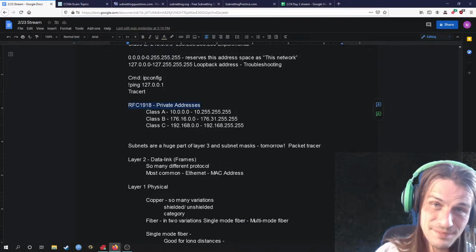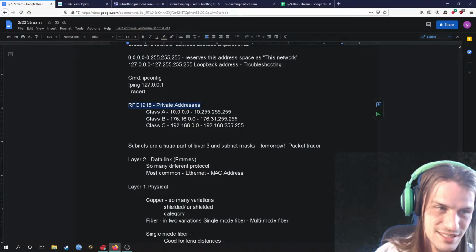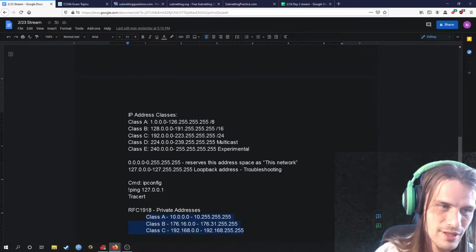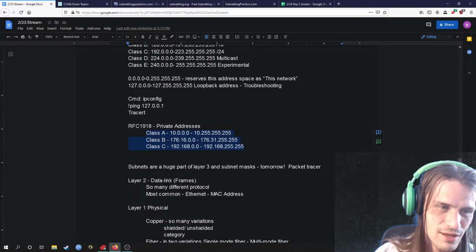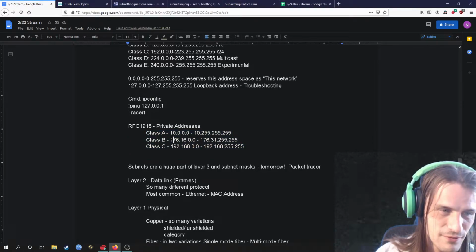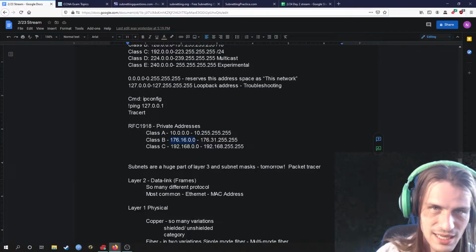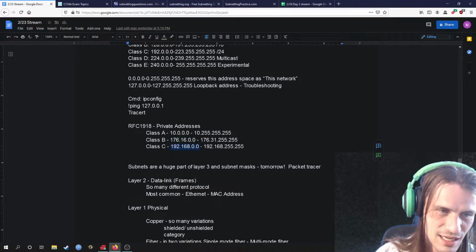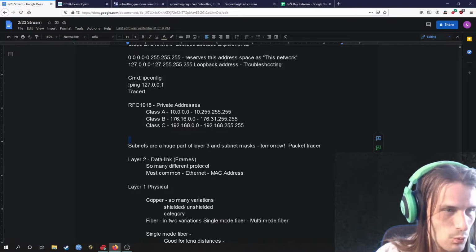RFC 1918, also known as private addresses. These are blocks within the class A, B, and C that are not public addresses. They are private addresses. That means if you have this IP address, you cannot get out to the internet. It is not a public address. And we'll talk a little bit about that later as well.